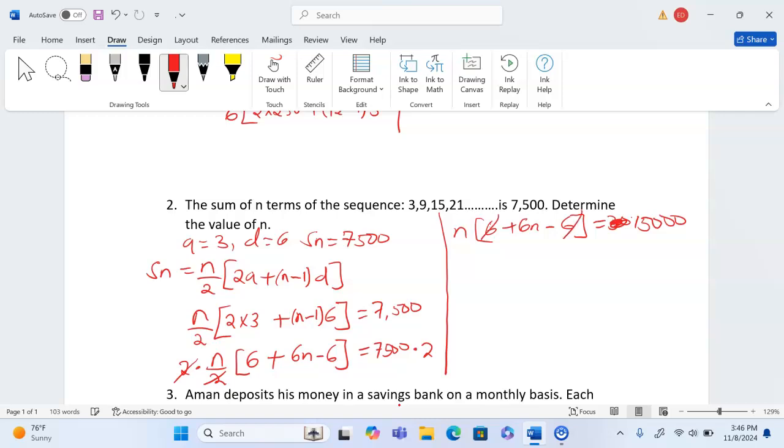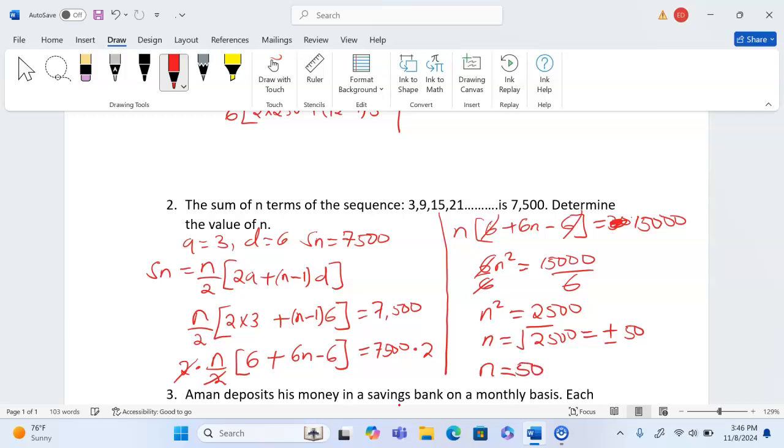So 6 and minus 6 will cancel. Then n times 6n, you get 6n squared, being equal to 15,000. If you divide both sides by 6, 6 and 6 will cancel, giving us n squared being equal to 2,500. And if you want to get the value of n, you take the square root of 2,500, giving us plus or minus 50. That means n can be positive 50, also n can be minus 50. But since the number of terms cannot be negative, we ignore the negative and therefore n is going to be 50.